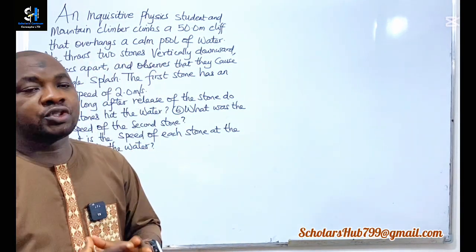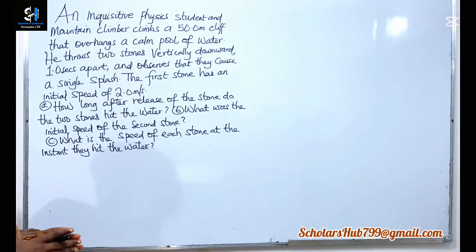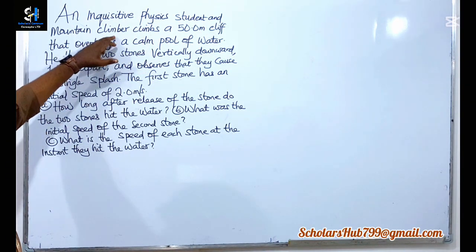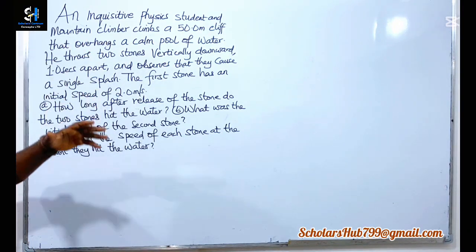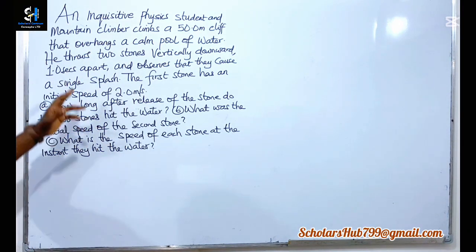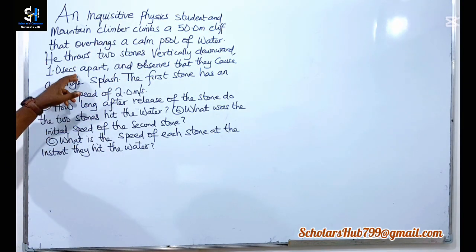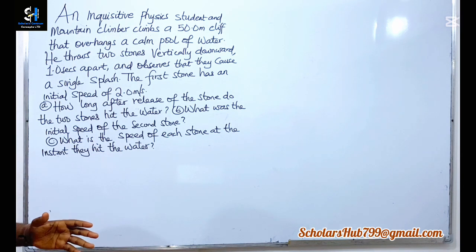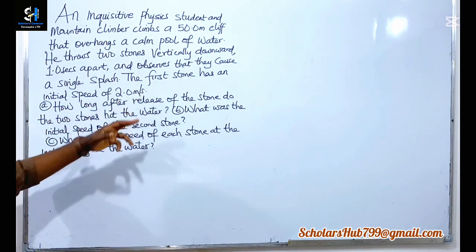Everyone. Let's solve this motion in one dimension problem. An inquisitive physics student and mountain climber climbs a 50-meter cliff that overhangs a calm pool of water. He throws two stones vertically downward, 1.0 seconds apart, and observes that they cause a single splash. The first stone has an initial speed of 2.0 meters per second.